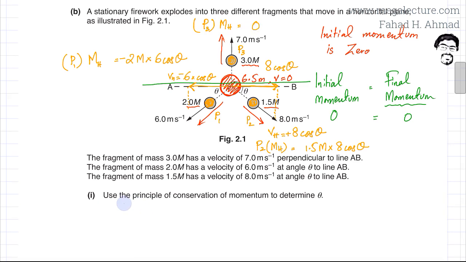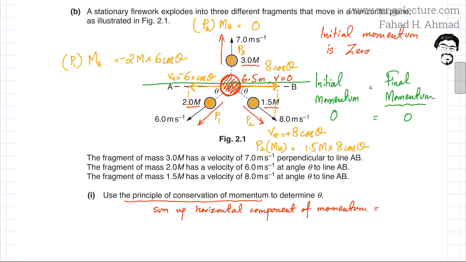Now finally, using the principle of conservation of momentum, the initial momentum is 0, so the final momentum must be 0 as well, which means that its horizontal components and its vertical components must each be equal to 0. So I'm going to sum up the horizontal components of momentum, and I'm going to make them equal to 0 because my final momentum is 0.